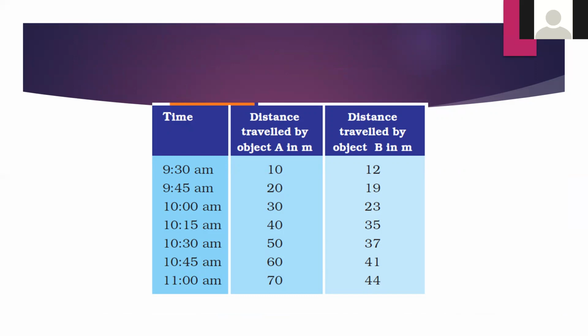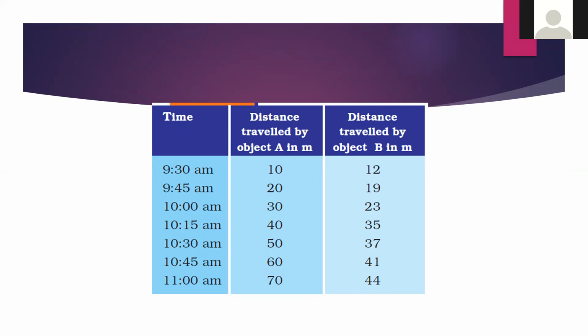And the distance traveled by object A in meters. At 9:30, the travel distance is 10 meters. At 9:45, the distance traveled is 20 meters. At 10 a.m., the distance traveled is 30 meters. It means there is an interval of 10 meters. For every 15 minutes, the distance covered is 10 meters. It means equal distance in equal intervals of time. So the distance traveled by object A is in uniform motion.